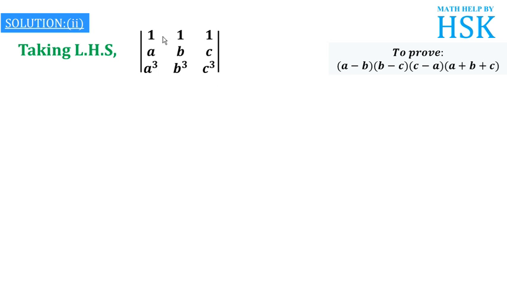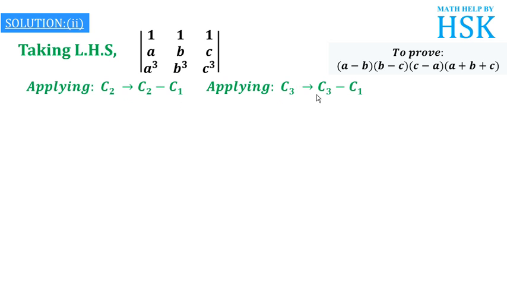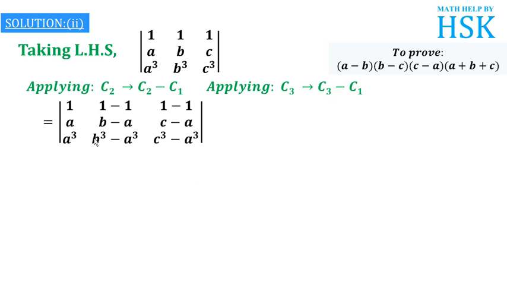So the determinant can be converted into a very easy form by making two elements of the first row equal to 0. Applying C2 changed to C2 minus C1 and C3 changed to C3 minus C1, right? So this will be equal to 1 a cube, 1 minus 1, next term b minus a and b cube minus a cube. Similarly, 1 minus 1, c minus a, c cube minus a cube.